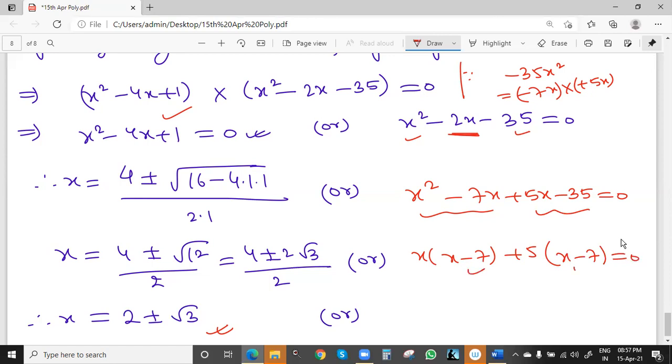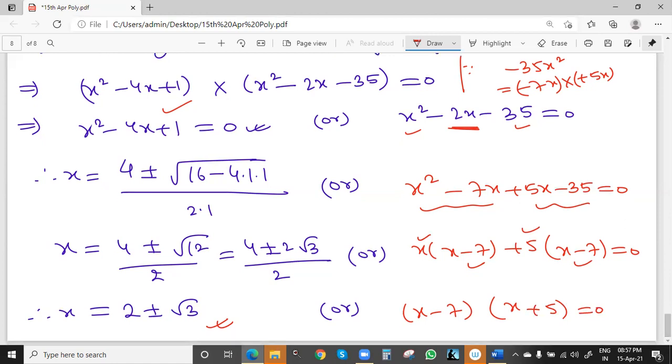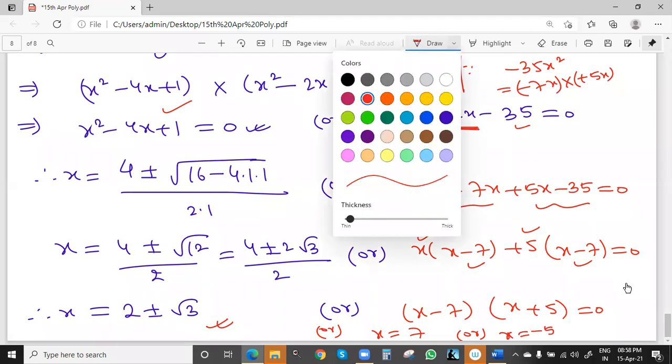So here now we will take x minus 7 common. From here x will be remaining. From here 5. So x plus 5 equal to 0. So x is equal to 7 and x is equal to minus 5. Right, this is also over. So we can write x equal to 7 or x equal to minus 5. So the remaining two zeros are 7 and minus 5.